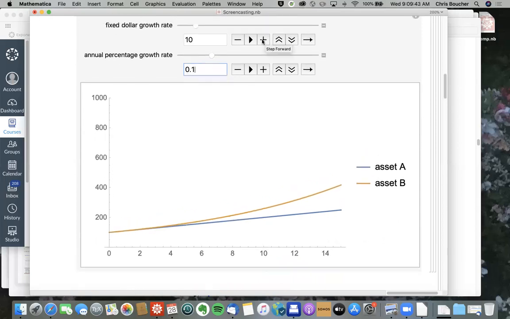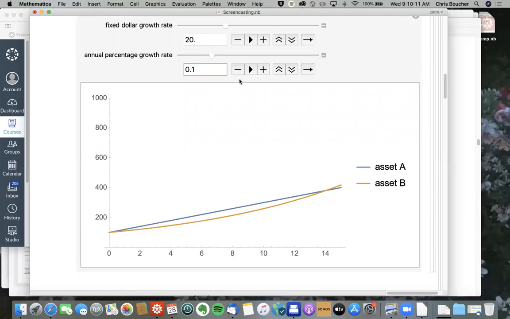If you turn up the growth rate for A, so now asset A grows by $20 a year instead of $10 a year, it's not as clear. Now A is doing better most of the time, but eventually B catches up, right? So this is out at about 14 years. That's a long time, but if you're willing to wait that long, asset B will start to do better.